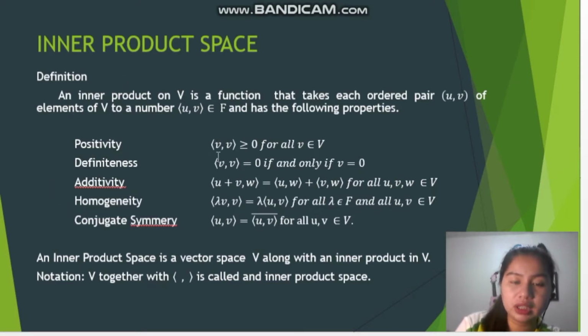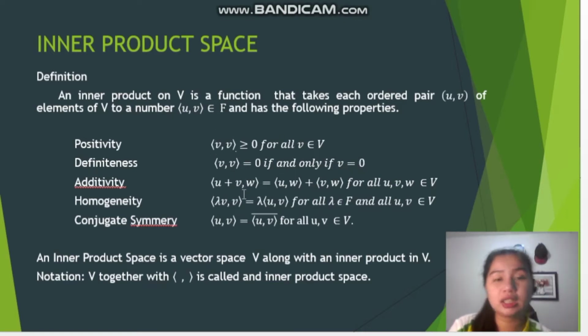The inner product of V and V is greater than or equal to 0 for all V that is an element of the inner product space V. Next is the definiteness. It means the inner product of V and V is equal to 0 if and only if V is equal to 0. So, tinutukoy natin V dito, this is a vector. Additivity, so we have the inner product of U plus V and W is equal to the inner product of U and W plus the inner product of V and W, for all U, V, W that are elements of a vector space.